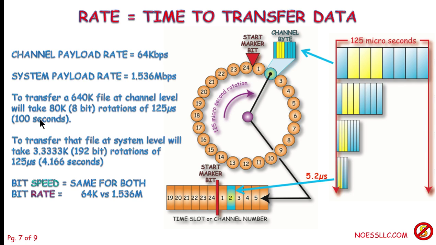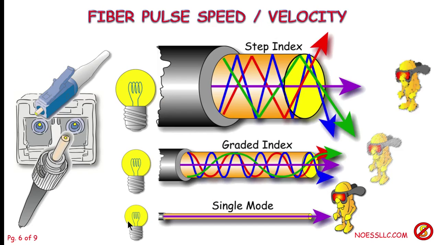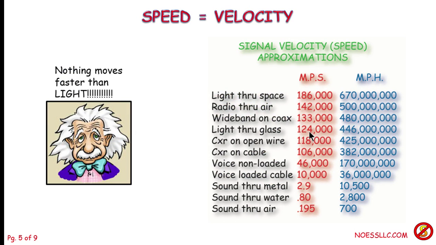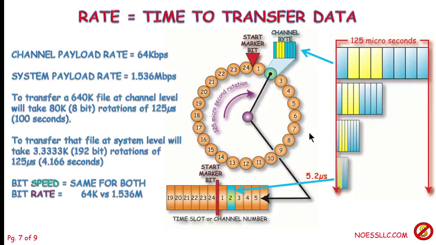So what do we just learn from this? If I'm sending this out as digital pulses on a fiber system right here, the ones and zeros right here are light on and off, on and off, on and off. How fast are those on and off pulses moving down that fiber optic? They're moving at this speed, the velocity, right?